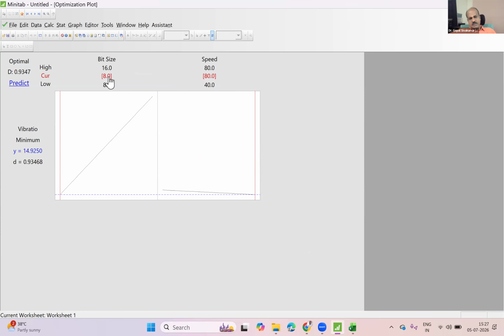Now, what is the vibration level? 14.925. So this refers to 8. If you want to change it, you make it 16. If I change it to 16, now what happens to the vibration? Vibration increases from 14 to close to 40. Okay. A huge increase in the vibration.